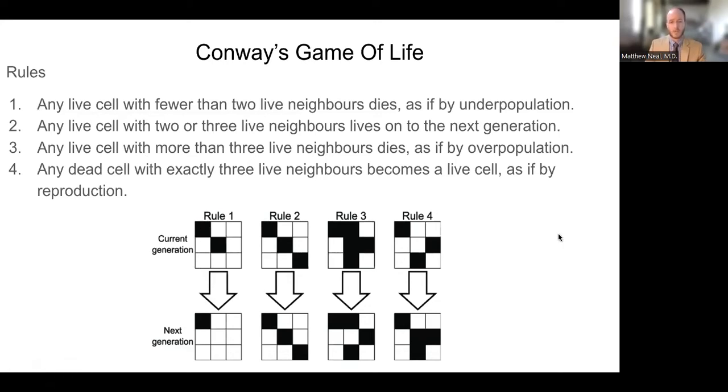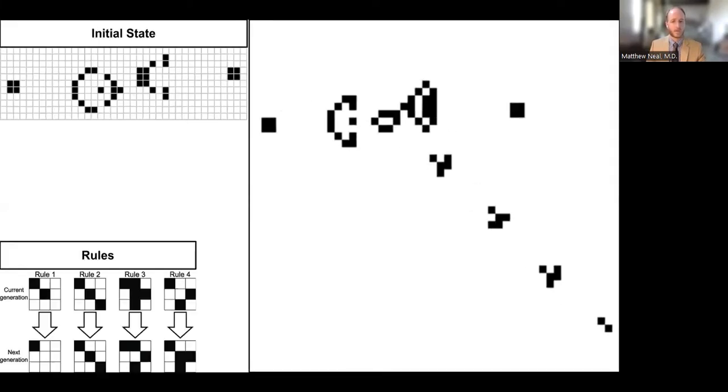So a cell will die if it only has fewer than 2 live neighbors, as if by underpopulation. If it has 2 or 3 live neighbors, it keeps living. More than 3 though, and it dies by overpopulation. And any dead cell with exactly 3 neighbors that are still alive becomes live by reproduction. So I'm going to keep those schematics down there in the bottom left-hand corner.